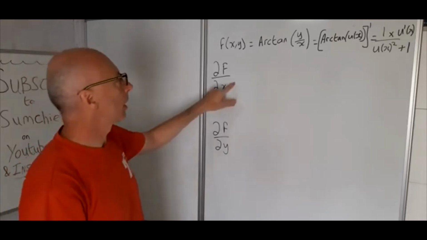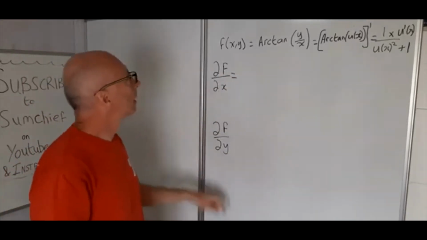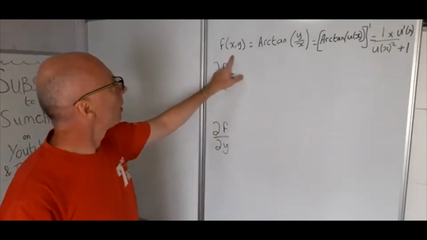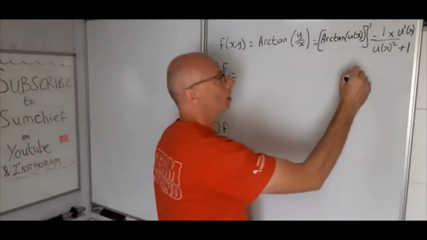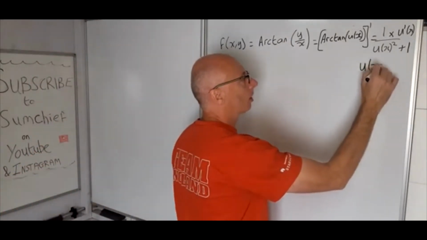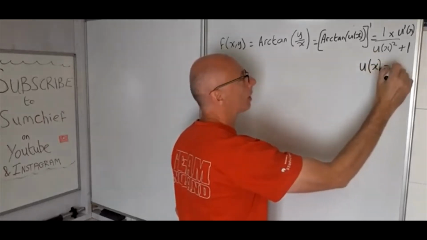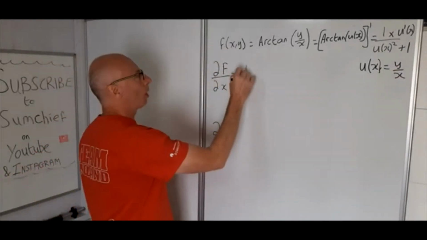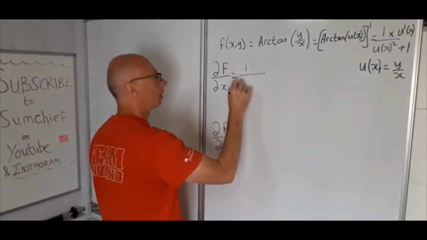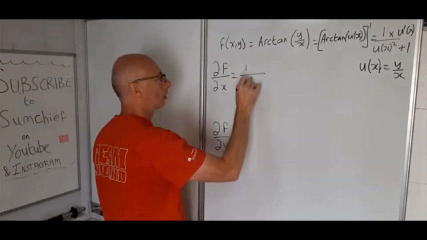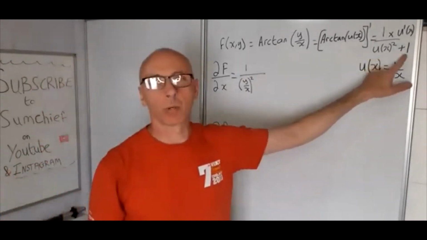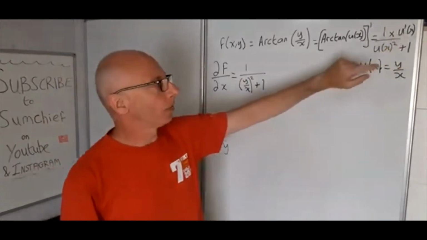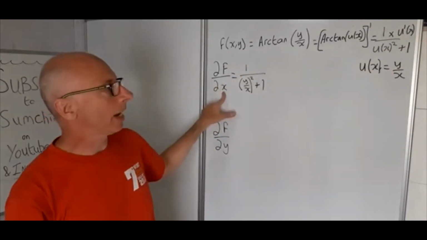Now we're going to apply this to the partial derivative. So with respect to x, we'll use the 1 over u of x squared. Well, in this case, u of x for our formula here is y over x. Okay, so 1 over y over x, all squared, and then plus the 1. And then we're going to multiply it by the derivative of u of x with respect to x.